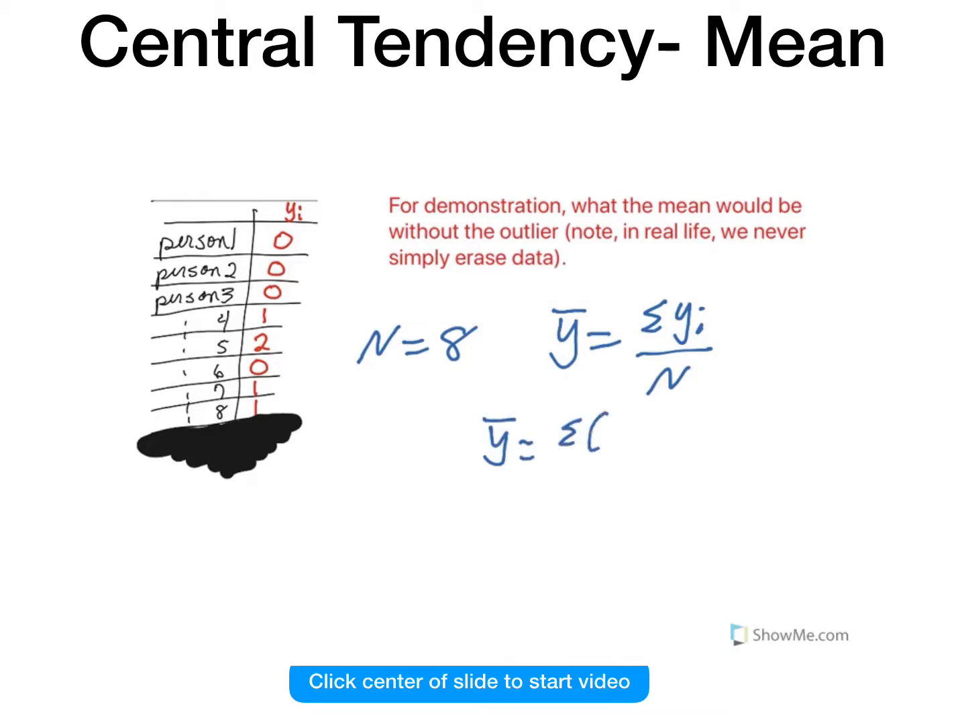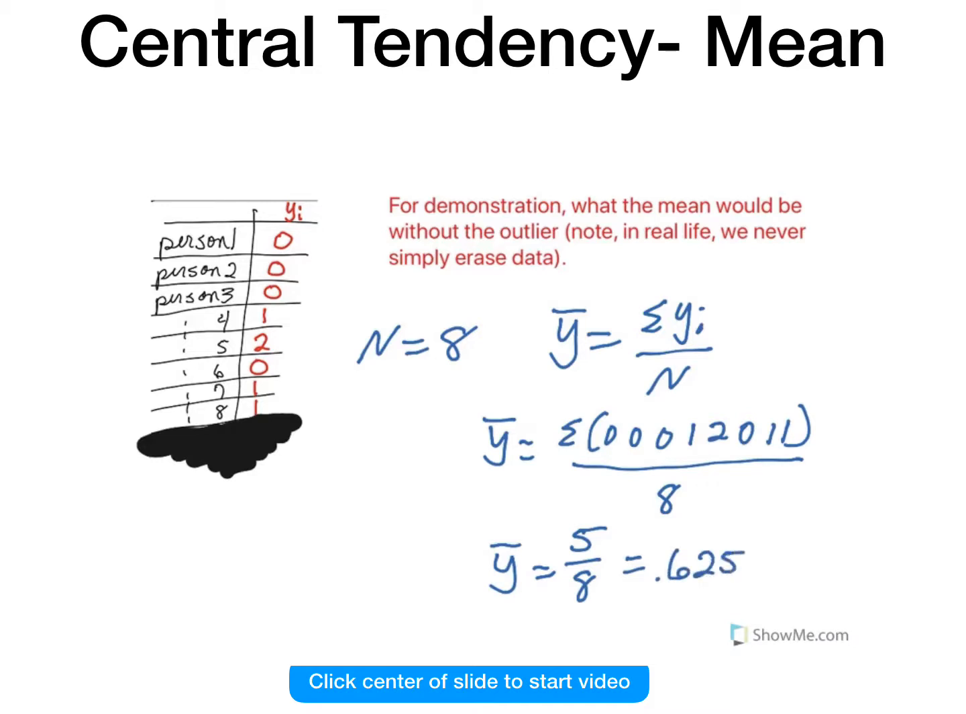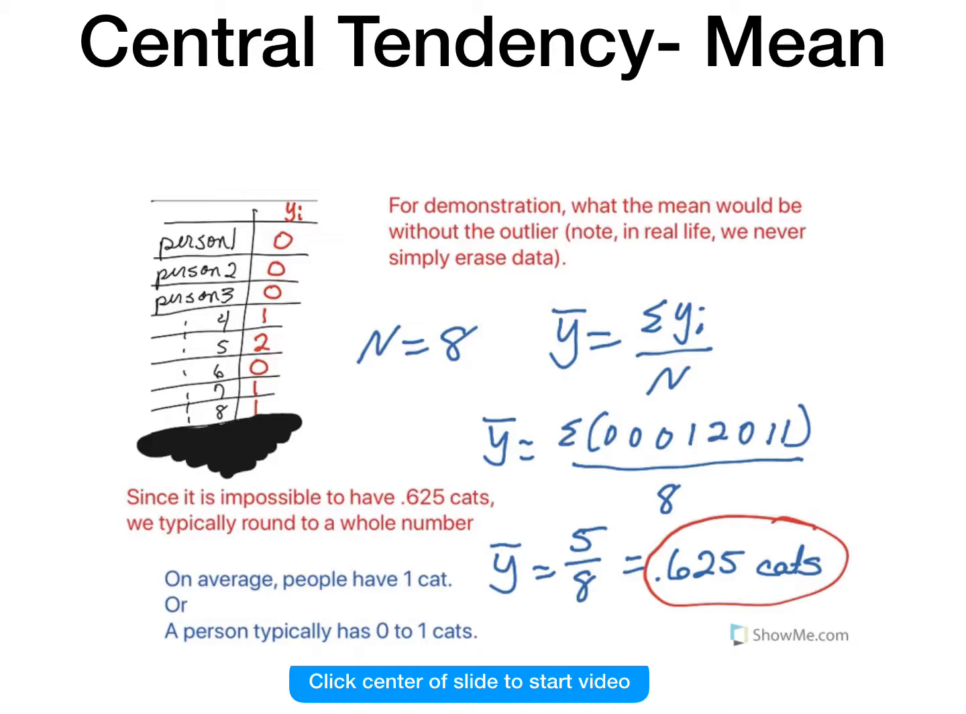Let my writing catch up here. And if we add that all up, then it's 5. 5 divided by 8, if I do my math correctly, is 0.625. I don't know, it appeared and then it just kind of disappeared, but it's 0.625. And then again, we want to put the units on that, so it's 0.625 cats, not dogs or apples.